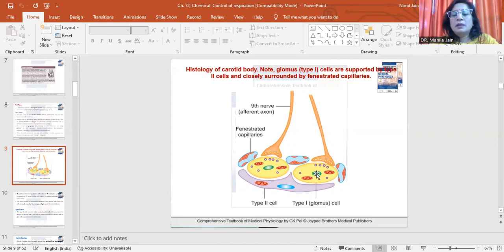So these are the type 1 glomus cells, with type 2 cells supporting the type 1 cells, closely surrounding fenestrated capillaries, and the efferent nerve is your ninth nerve.